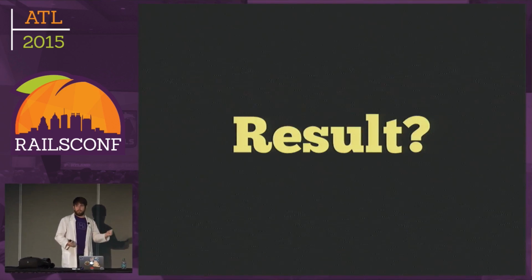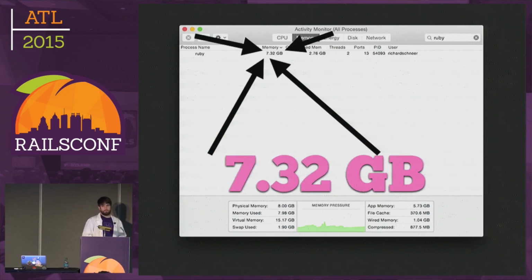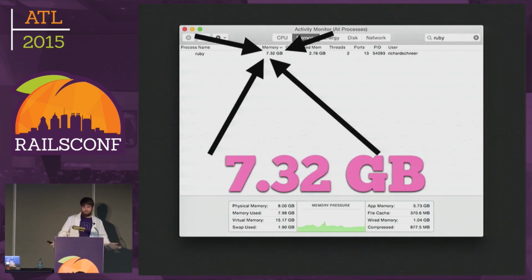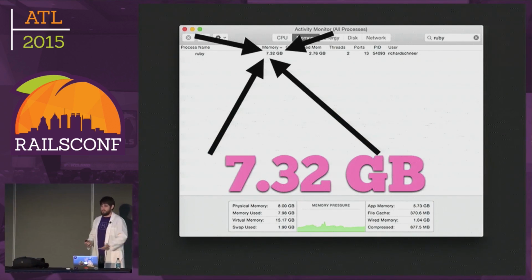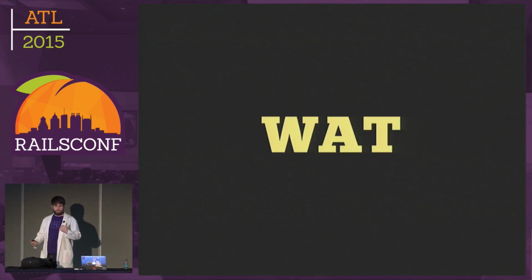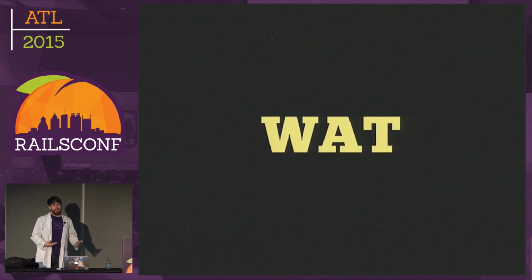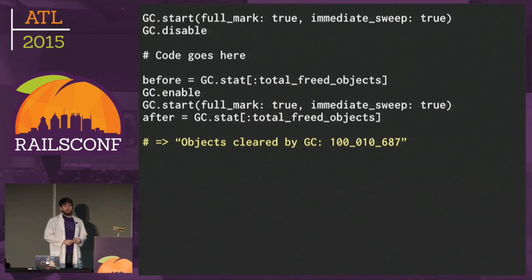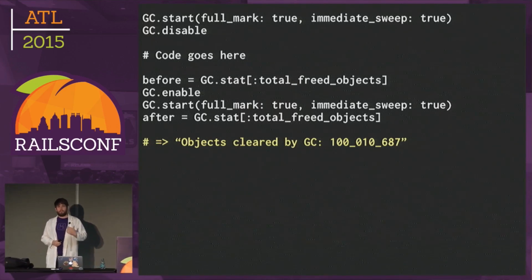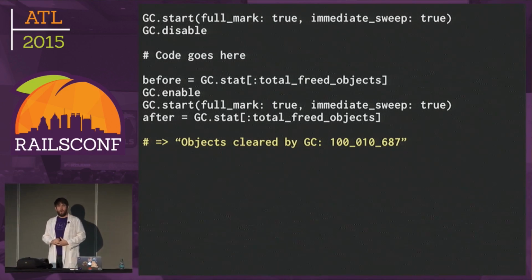So what happens when you run this? Well, your application is still going to use 7.32 gigabytes of RAM. Which is kind of surprising, right? It's like, well, the garbage collector could just get rid of all that stuff. To verify this, you can take a look at GCStat and look at total freed objects. We can verify that the garbage collector is doing its job. It did free 100 million objects here. So why is our memory use still so large?